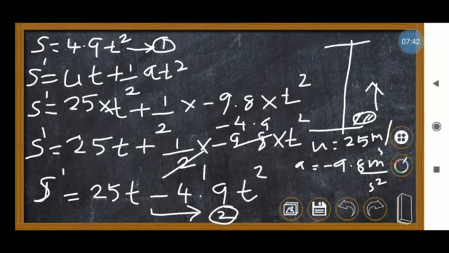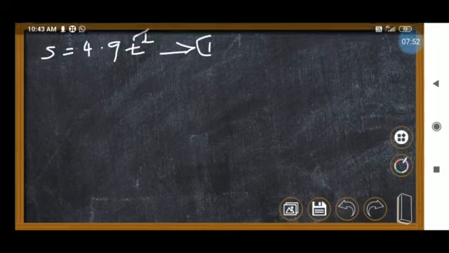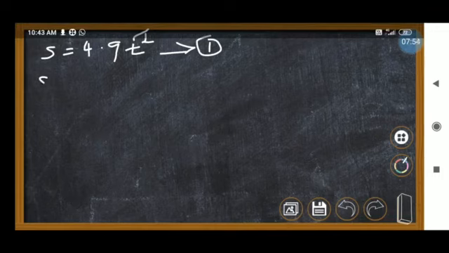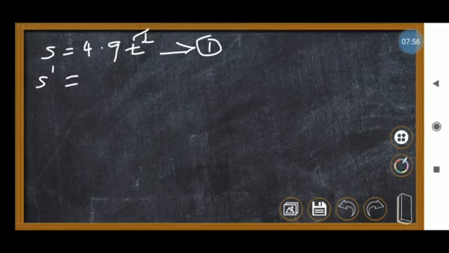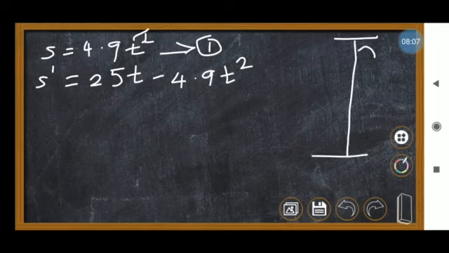The first equation we have seen is s equal to 4.9 t square. And the second equation, s dash, is equal to 25t minus 4.9 t square. But already we know the total height. So this total height is equal to 100 meter, am I right? So the total height is 100 meter.